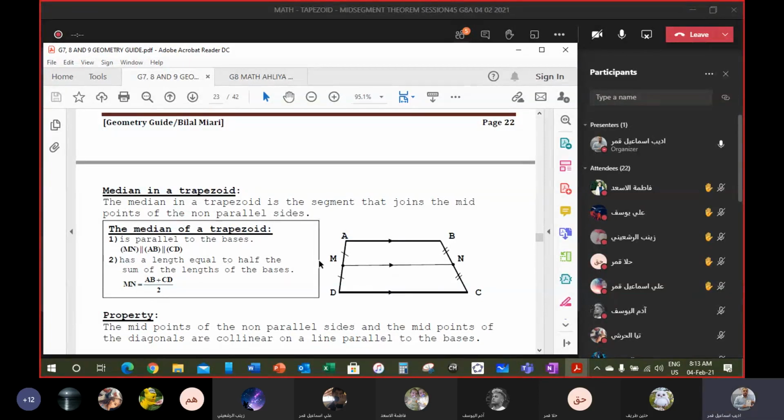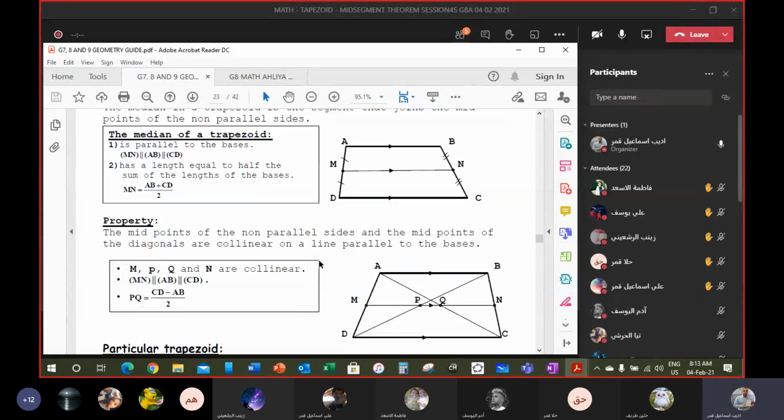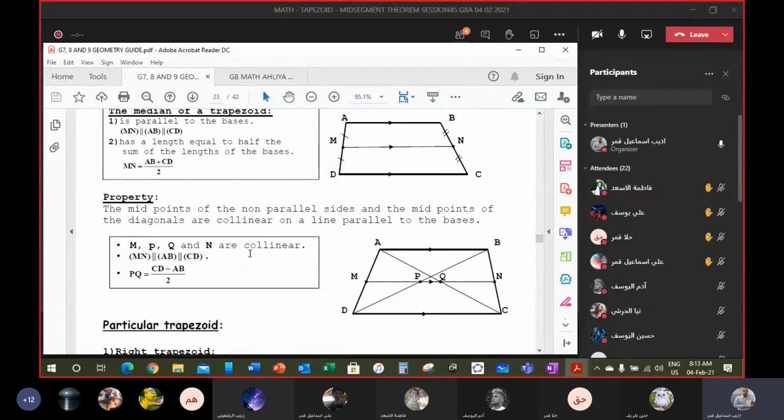طيب شو مرة كمان عنا properties بهذا trapezoid. The midpoints of the non-parallel sides and the midpoints of the diagonals are collinear on a line parallel to the bases. هيدي اللي قالتها حنين. فإذا the midpoints of the non-parallel sides اللي هن ال M وال N and the midpoints of the diagonals اللي هن ال P وال Q اللي شايفينهم بالفيجر are collinear on a line parallel to the base.